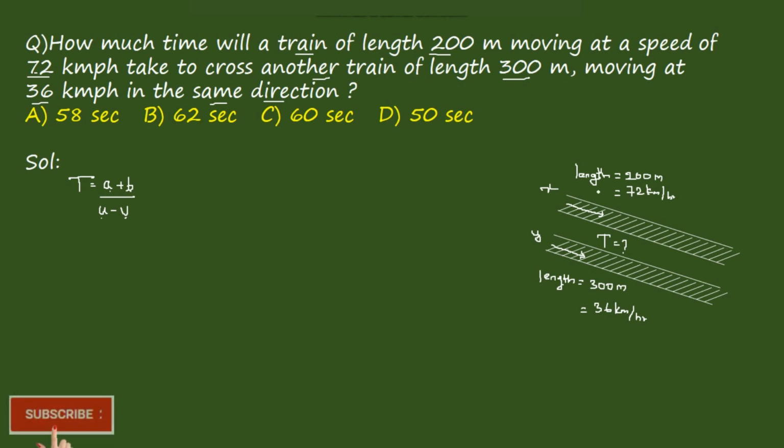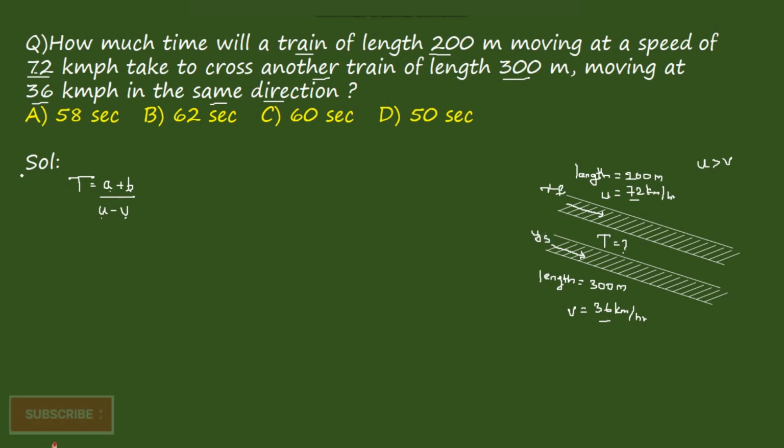Here u is nothing but 72 and v is 36. As u is always greater than v, 72 is greater than 36, so x is the faster train and y is the slower train.